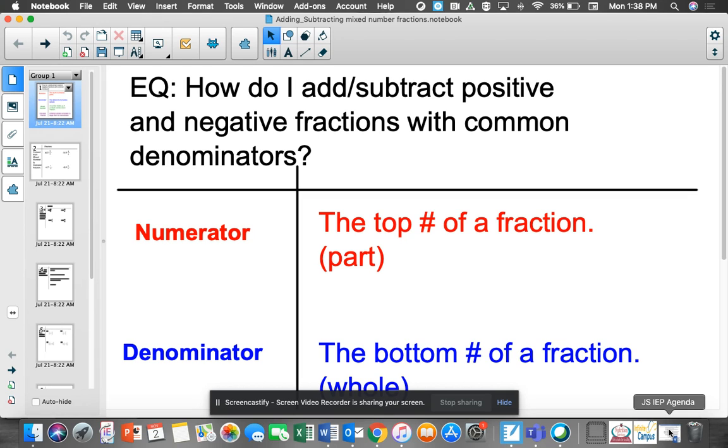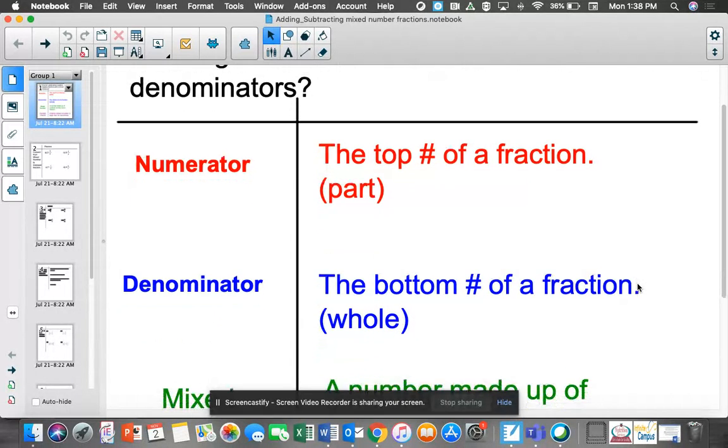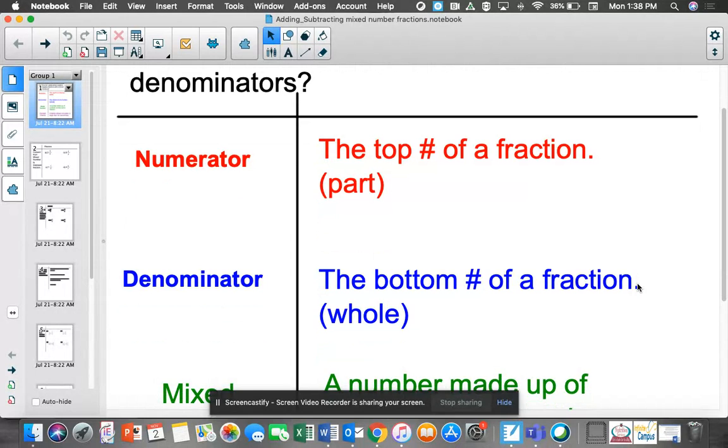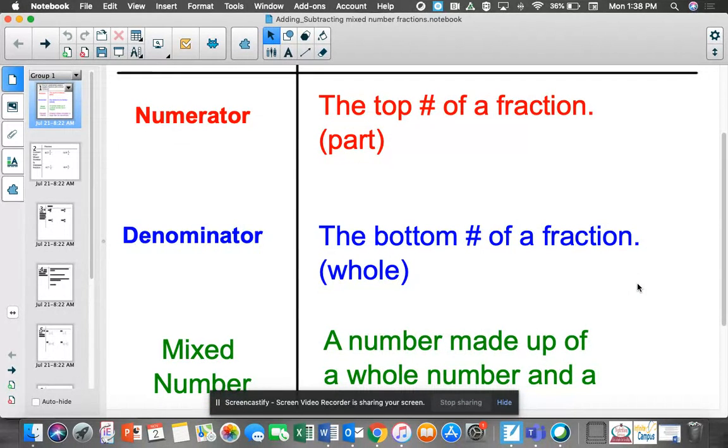Hello, everyone. Today we are going to be working on adding and subtracting mixed number fractions. So, once again, we'll go over our vocab. The numerator is the top number of the fraction. Denominator is the bottom number of the fraction. The reason why I continue to go over this is so that we memorize what these are so that when you hear me say them, you know exactly what number I'm talking about.